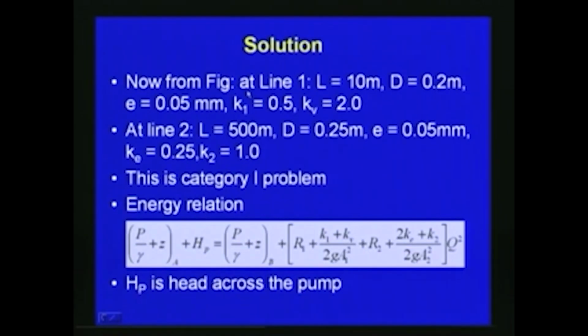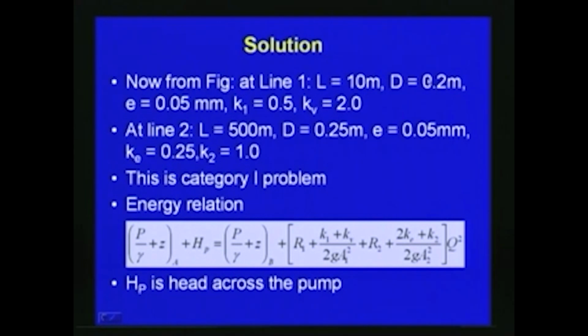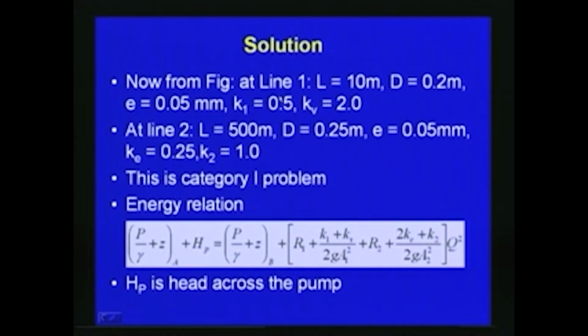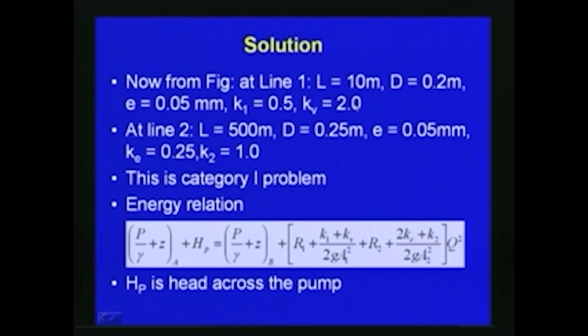The discharge to be passed is 200 liters per second and the kinematic viscosity is given as 10 to the power minus 5 meter square per second. Now, the various other data given are here. From the figure, for line 1, the length L is equal to 10 meter and the diameter is 0.2 meter, and the roughness height e is equal to 0.05 millimeter. The entry loss K1 is 0.5, and here we have a valve, with valve loss Kv equal to 2.